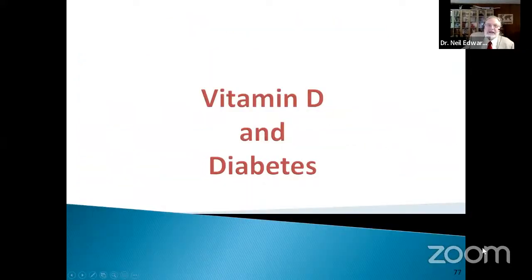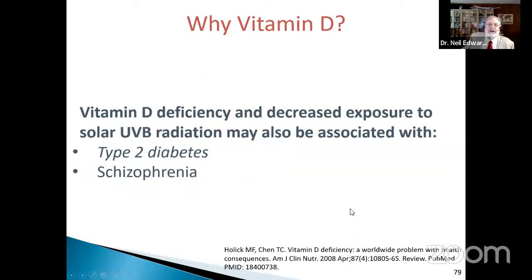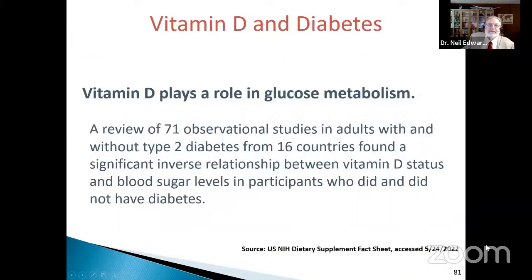And lastly, we'll talk about vitamin D. Vitamin D deficiency has been associated with type 1 diabetes to increase the risk. And there's also an association with type 2 diabetes, according to the American Journal of Clinical Nutrition. Vitamin D stimulates insulin secretion. There's a receptor on pancreatic beta cells. It reduces insulin resistance and improves insulin sensitivity. And it has other effects on glucose metabolism and insulin signaling as well. That's from the US National Institutes of Health.